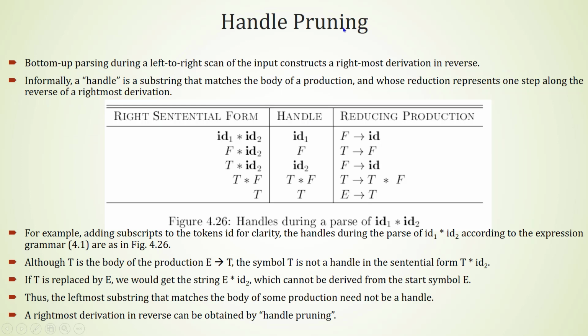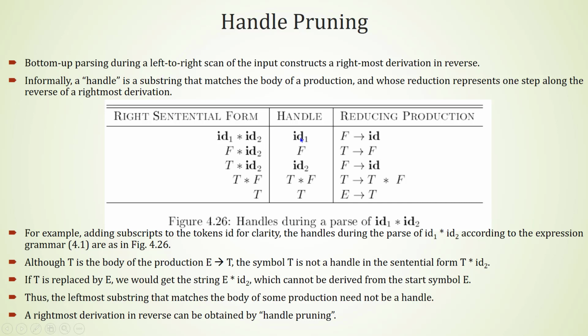So next is handle pruning. Bottom-up parsing during a left-to-right scan of the input consists of a rightmost derivation in reverse. So we already discussed this. Informally, a handle is a substring that matches the body of a production and whose reduction represents one step along the reverse of a rightmost derivation. Here we are going to discuss the handle. I will try to explain with the help of an example. The example considered here is id star id. For understanding purposes, I am giving some subscripts: id1 and id2.